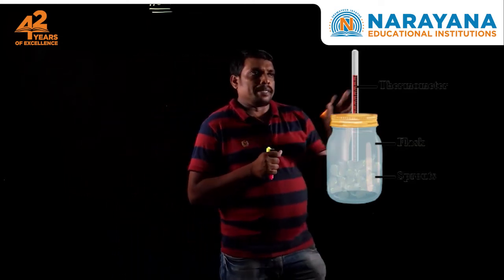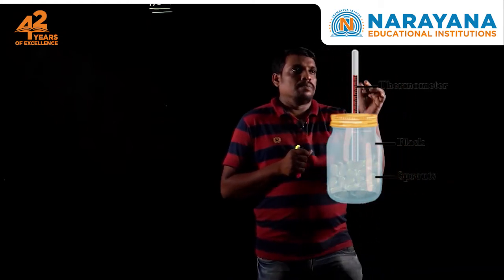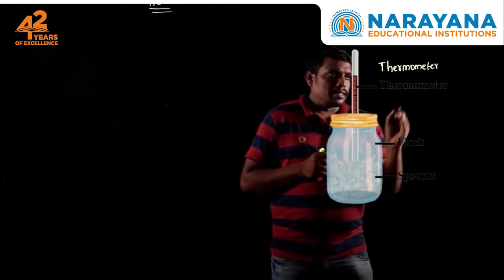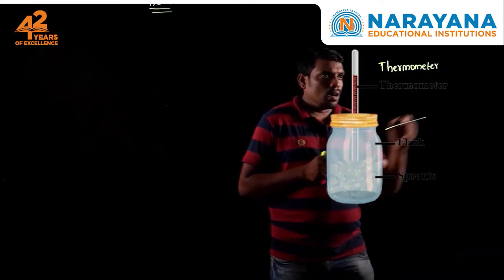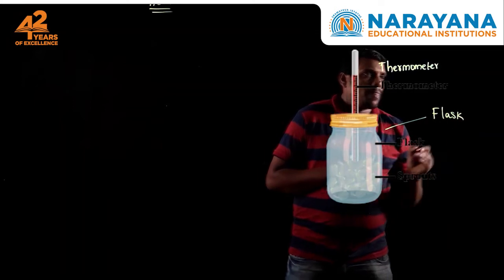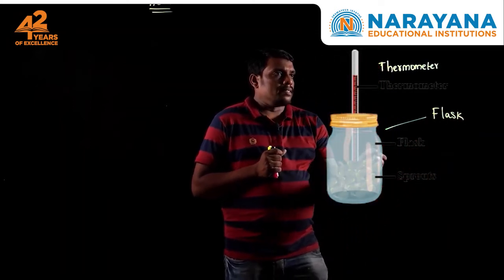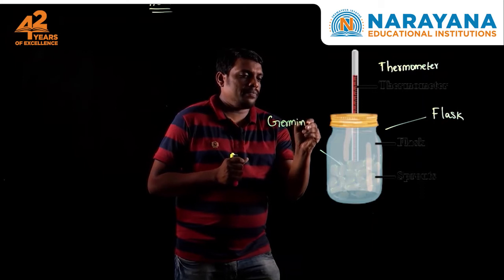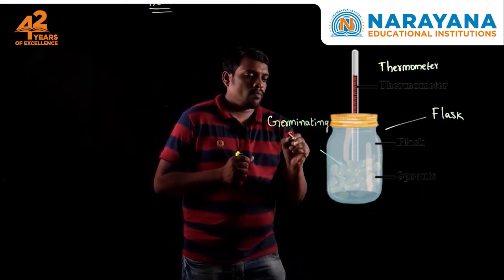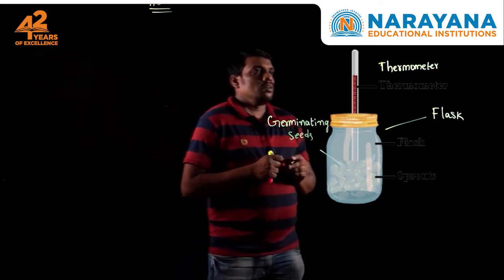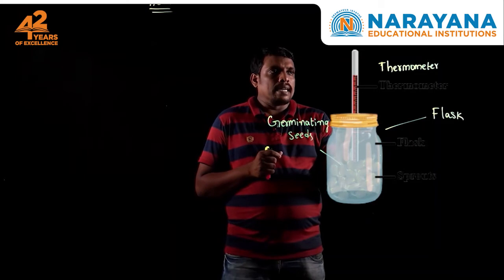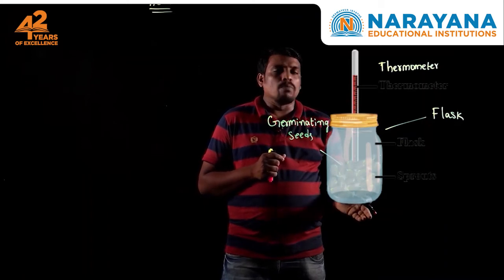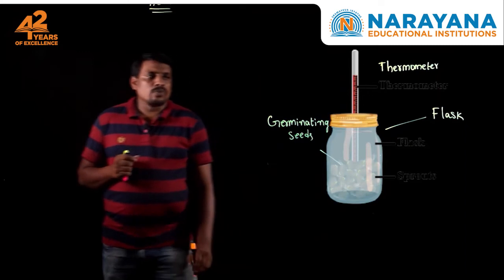What are the required materials? As you can see here, there is a thermometer and there is a bottle or a flask, and inside this bottle or flask we need to take the sprouting seeds or the germinating seeds and close the mouth with the lid, and we have to make a hole at the middle of the lid to insert the thermometer into the bottle. Now these are the materials we require.